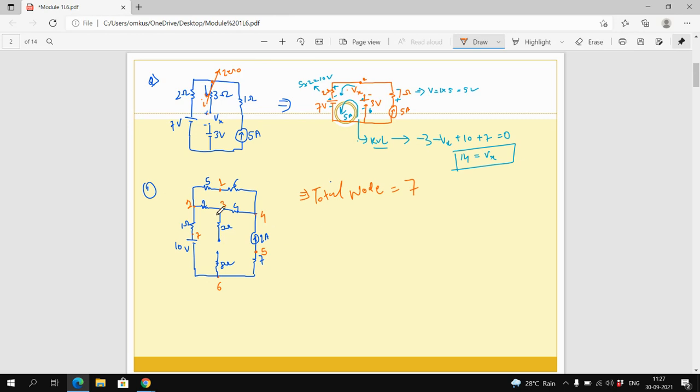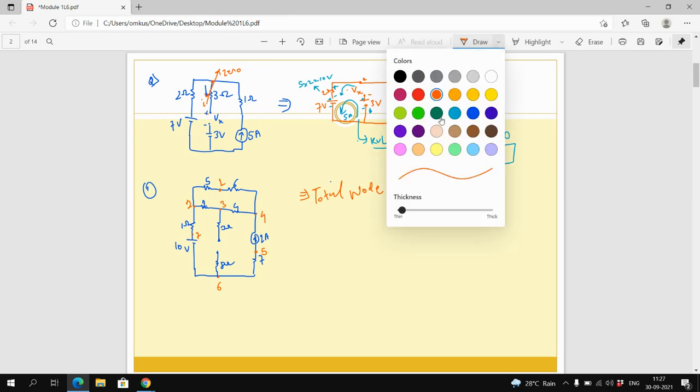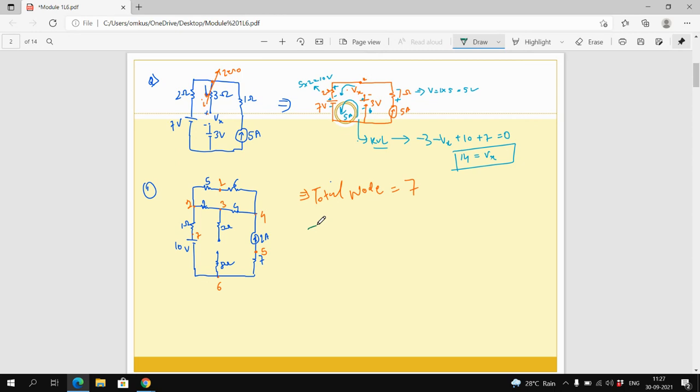And total branches: between two nodes there will be one branch. Okay, so see the branches. Total branch equal to, this is one branch, second, third, fourth, fifth, sixth, seven, and eight, right? Eight. So total branches are eight.